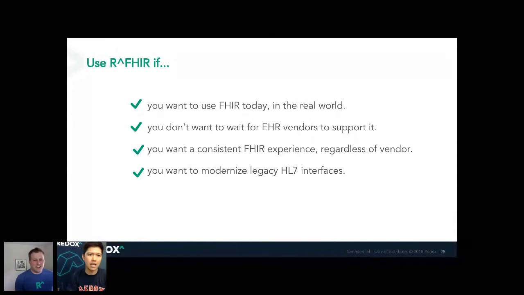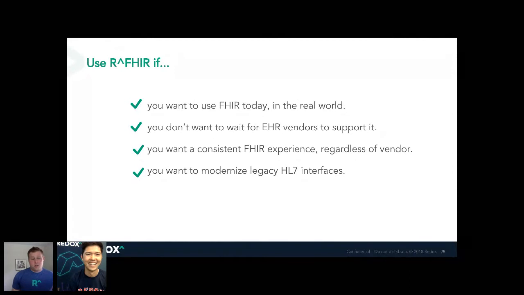So if you want to use FHIR today, in the real world, Redox is a great option. It's as simple as that toggle. It just starts the translation for you. Part of the Redox process is normalizing and cleaning all that data in the middle. So it's already clean. It's already mapped to the code sets we want.